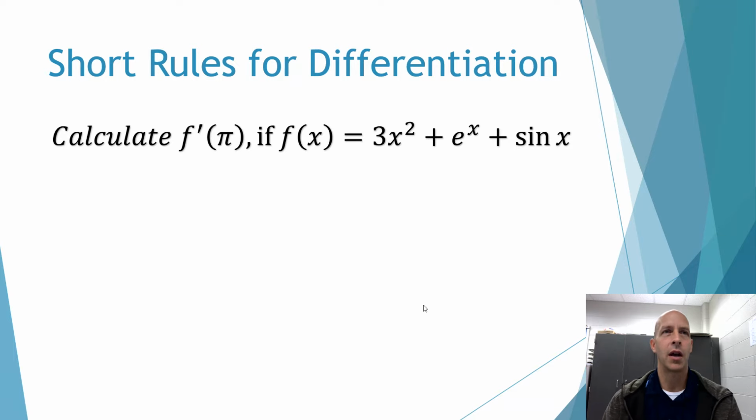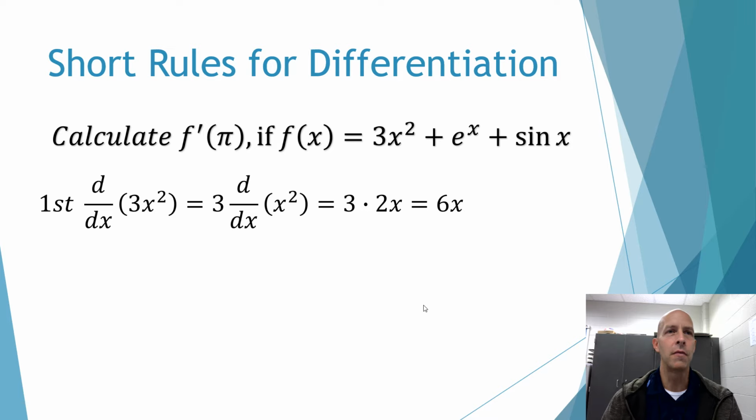So here you're asked to calculate f prime of pi if f of x is 3x squared plus e to the x plus sine x. First thing we have to realize is that the derivative of the first part of that polynomial is 3x squared, so we can use our constant multiplier rule to pull the 3 out in front of that derivative. And then we're going to use our power rule to find the derivative of x squared, which turns out to be 2x. So the derivative of that first term is going to be 6x.